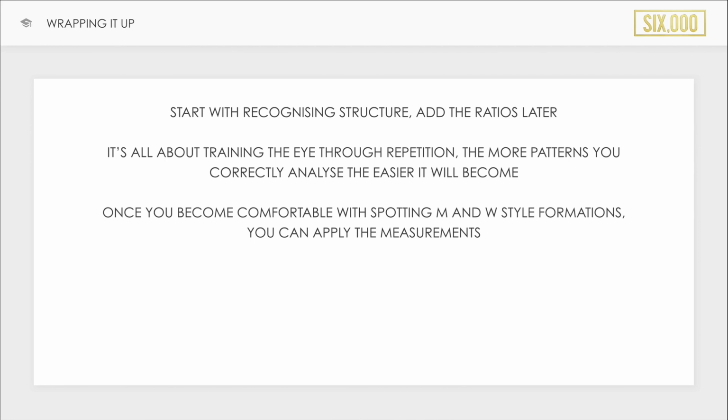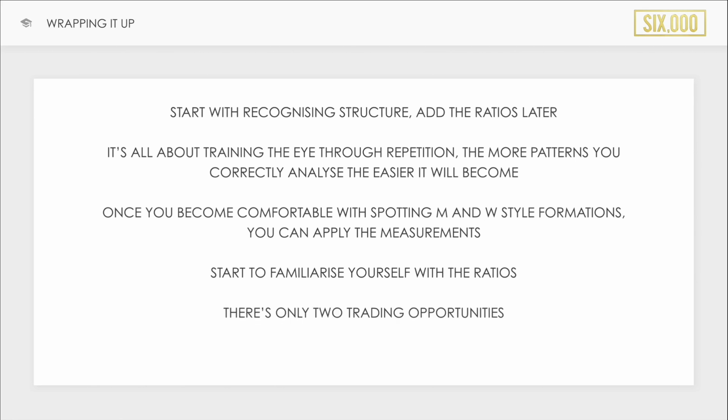Now, once you become comfortable with spotting M and W style formations, as mentioned, you can then apply the measurements. So again, the more technical side, you can then measure the move. So start to familiarize yourself with the ratios, going from 0.236 all the way down to 3.618. Use them whilst you're trading. You've got a screenshot, you've got them in your notebook. Use them whilst you're looking through the charts. And just remember, I'm keeping it simple here. There's only two trading opportunities when you're trading harmonics, and again, when you're trading any chart, any strategy, bullish or bearish: you're looking to buy or you're looking to sell.